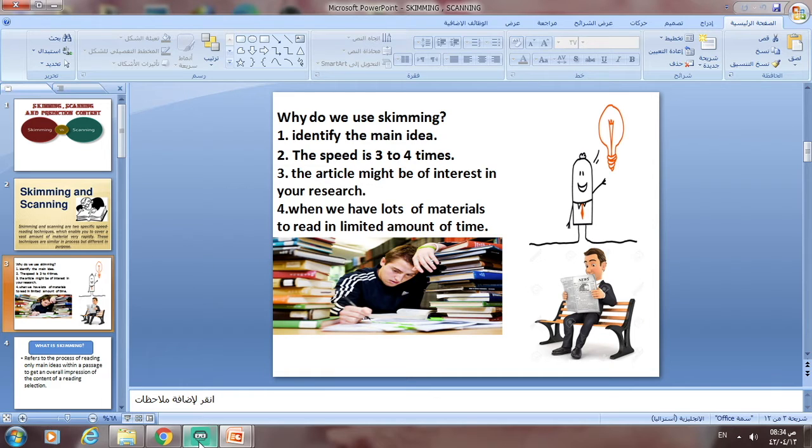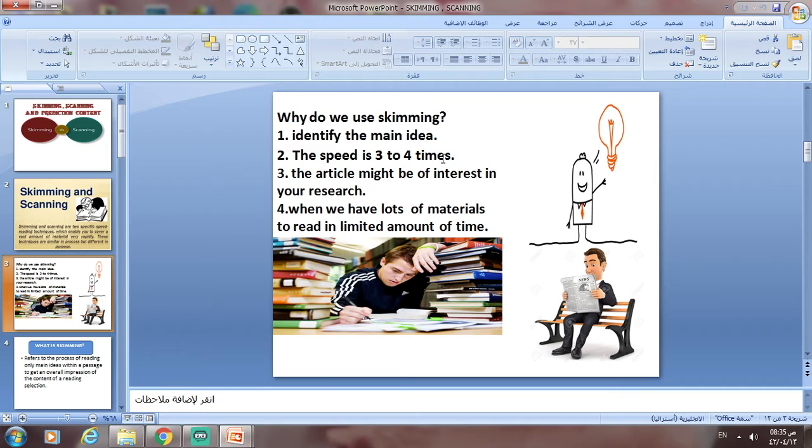Skimming is used to quickly identify the main ideas of a text. When you read, for example, the newspaper, you are probably not reading it word by word, okay? So instead, you are skimming the text. Skimming is done at a speed 3 to 4 times faster than normal reading. Like me, I'm reading, it's normal reading. But when you do the skimming, it's faster than normal reading.